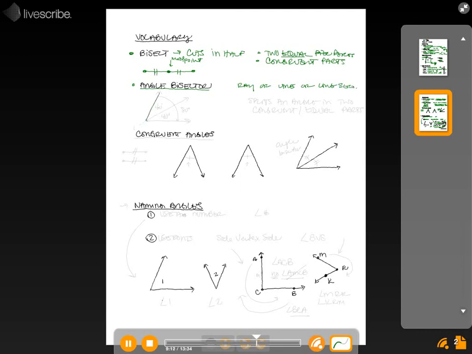And what it does is it splits an angle into 2 congruent, equal parts.